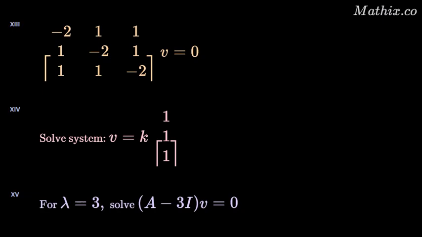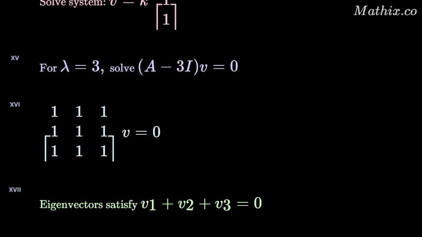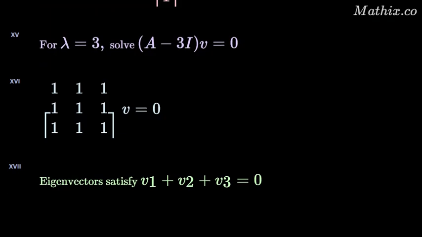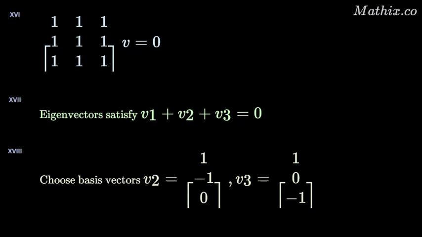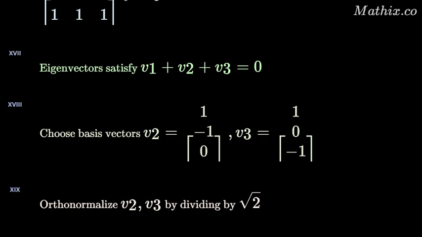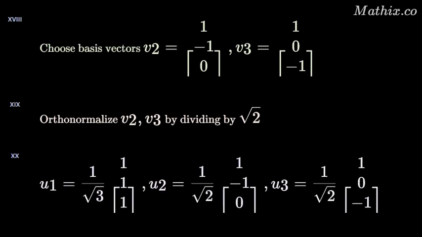For lambda equals 3, we solve the system A minus 3 times the identity matrix times vector v equals 0. This gives the matrix with all entries 1 in every position multiplied by vector v equals 0. The eigenvectors satisfy the condition that the sum of the components v1 plus v2 plus v3 equals 0. We choose two basis vectors for this eigenspace as vectors with entries 1, negative 1, 0, and 1, 0, negative 1 respectively. To make these vectors orthonormal, we divide each by the square root of 2 to normalize their length to 1.